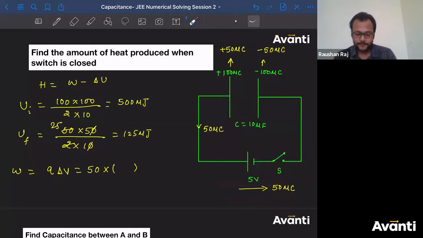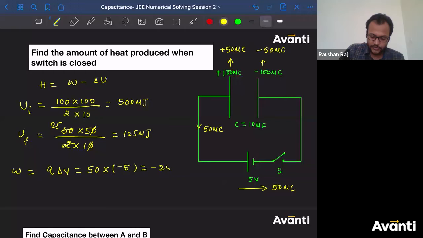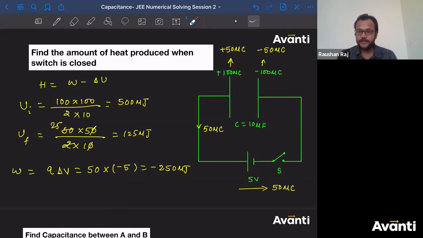All right, so what will we write here? Work done by the battery is Q into delta V, but delta V will be equal to minus 5. So what is the work done? It will be negative 250 microjoule. What is the significance of this negative sign? That means here the battery will not do work, but work will be done on the battery. Here the battery will not give energy to the charge, the charge will give energy to the battery. That means the battery will get charged, right?